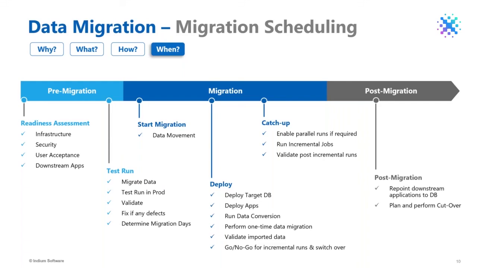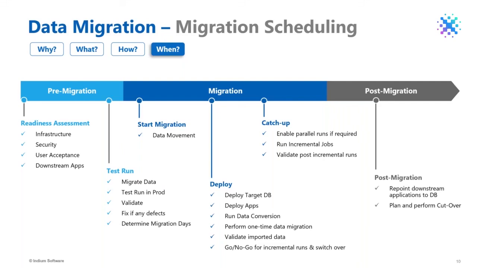Now that you have done deployment, you will obviously need to catch up and be current on your data. So you will need to enable parallel runs on catch-up. You need to run your incremental jobs so your data is in sync with production, or in sync with the current date, and then validate post incremental runs. After this, you're caught up on your data. Then you do post-migration checks. As part of post-migration checks, make sure the downstream applications are pointed to your new target DB. And then, if you're running in parallel, plan and perform cutover.